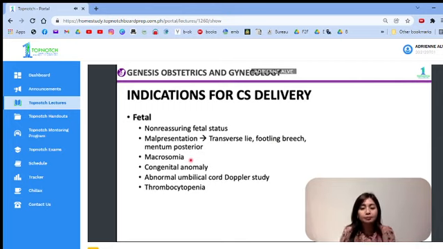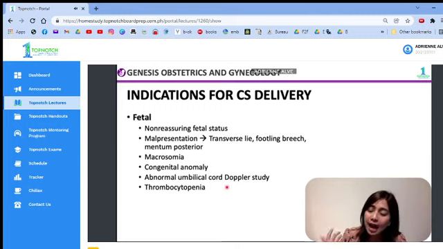Macrosomia, depending on the macrosomia. We have certain weight criteria for macrosomic babies who cannot have a normal delivery. Otherwise, you run the risk of pushing them towards shoulder dystocia. Congenital anomalies that cannot have a normal delivery, for example, a very large head from hydrocephalus. So obviously, we cannot do vaginal delivery for that case. We perform CS delivery. Abnormal umbilical cord Doppler study. For example, if you have reversed end-diastolic flow, you need to deliver immediately. So you perform CS delivery. So that's a fetal indication.